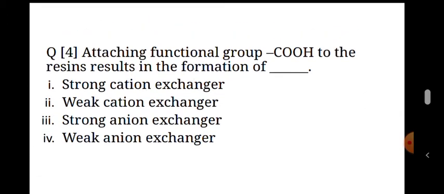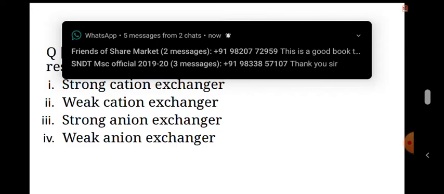Attaching the functional group COOH to the resin results in the formation of a strong cation exchanger, weak cation exchanger, strong anion exchanger, or weak anion exchanger? The answer to this is weak cation exchanger. A weak cation exchanger will be formed when the COOH group is attached.